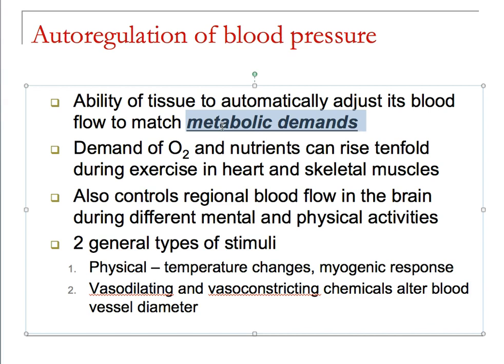What's going to happen is you actually have two types of stimuli. You can have temperature changes and myogenic responses. Go jump in an ice cold ocean. You'll find out what I mean about that. And what's going to happen, of course, is they result in vasodilating and vasoconstricting results as a result of the chemicals that are put inside your bloodstream, epinephrine and norepinephrine versus, say, acetylcholine.